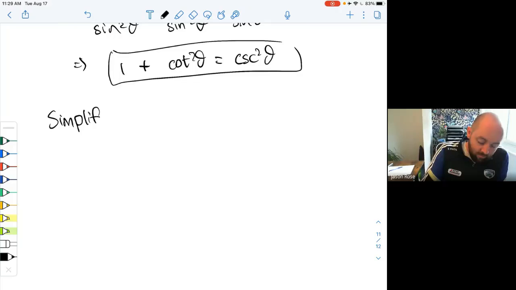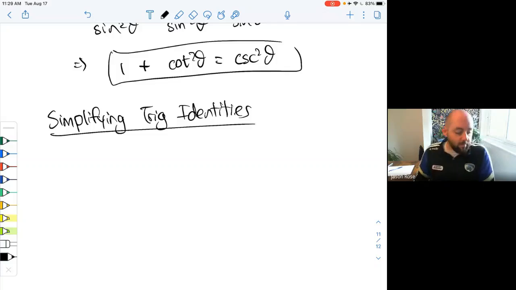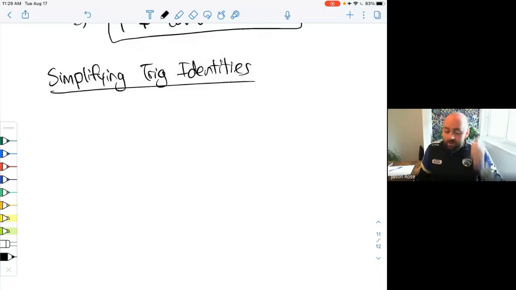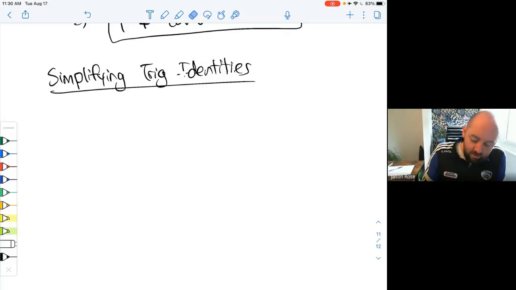So, starting with simplifying trig expressions. Okay, I'm going to run through this with, sorry, simplifying trig. I shouldn't use the word identities. That's a bad word to use. Expressions. I'm not giving you identities just yet.